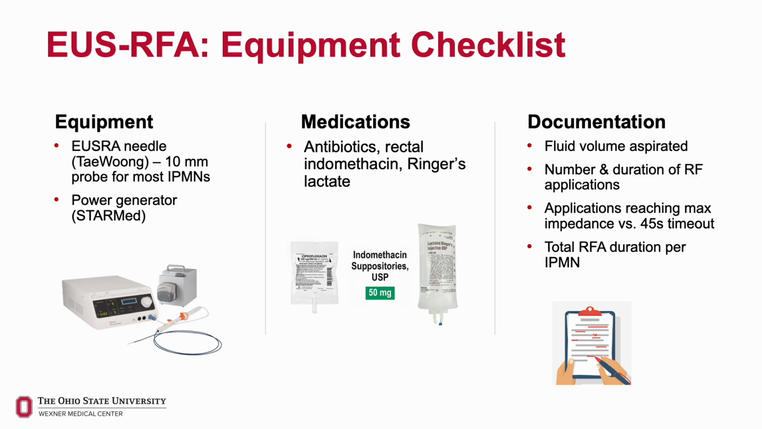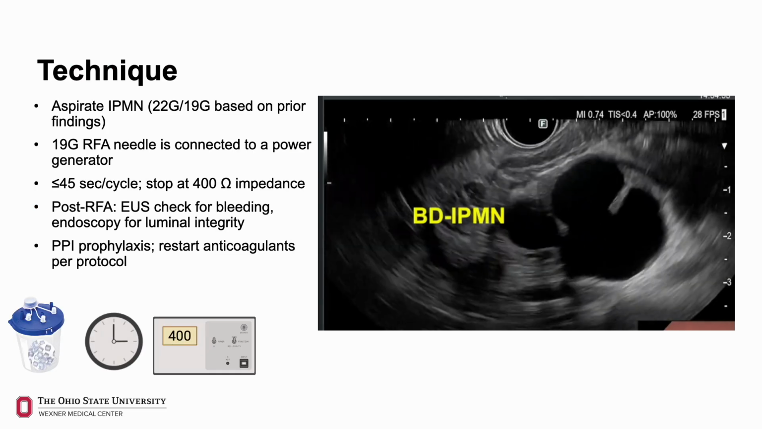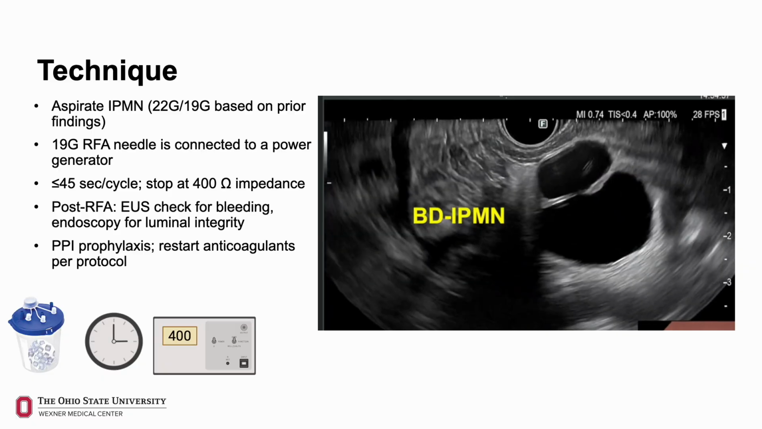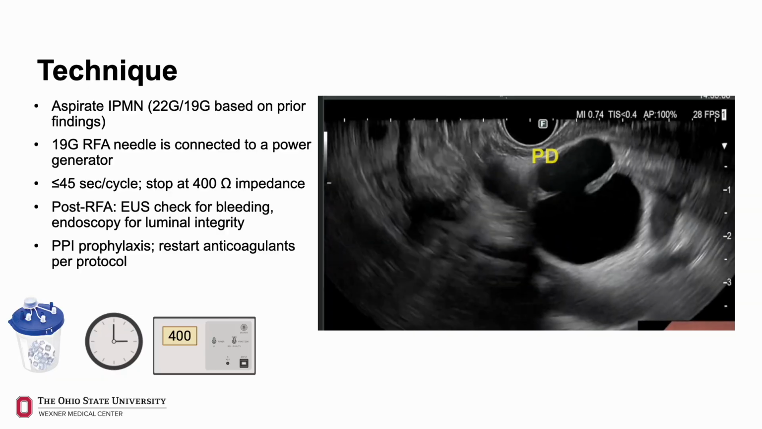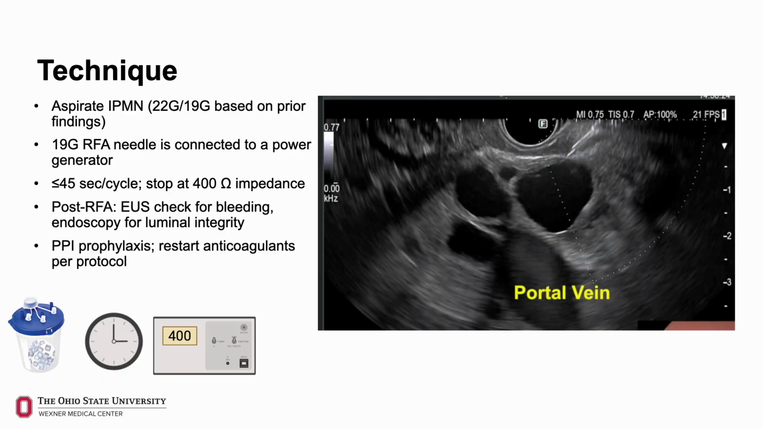So in terms of procedure technique, here is a list of all the items you're going to need. Patients do get prophylaxis with rectal indomethacin and Ringer's lactate. Going through this procedure, we will look at the video and just follow along. Here is a multiseptated cystic lesion in the body, a previously diagnosed branch duct IPMN.